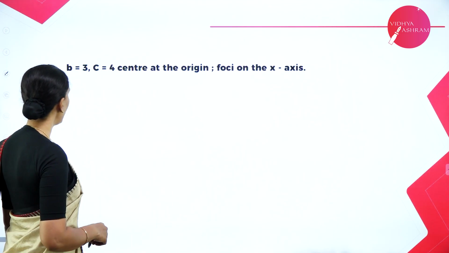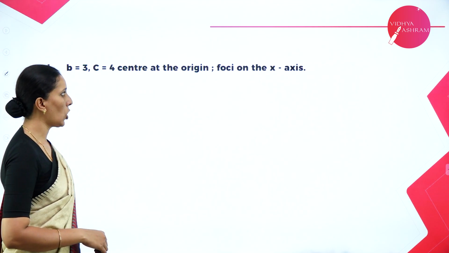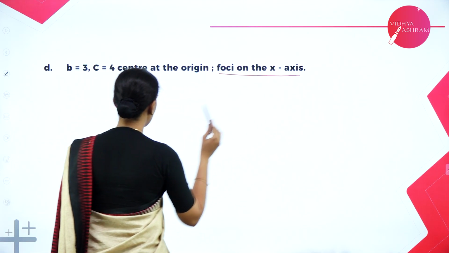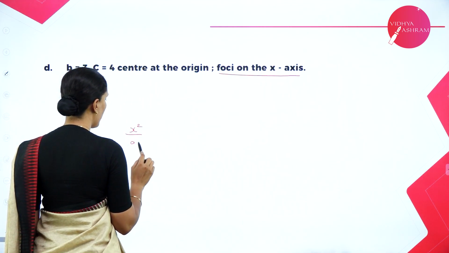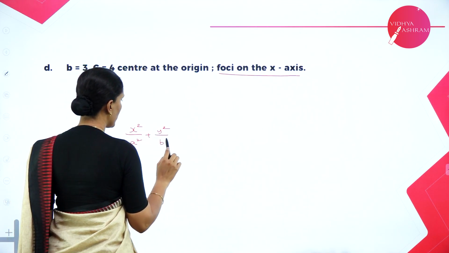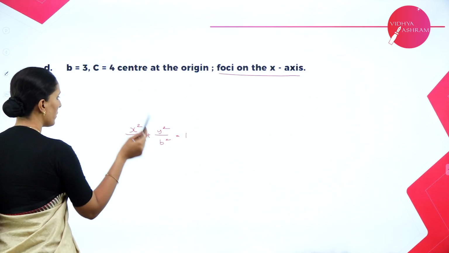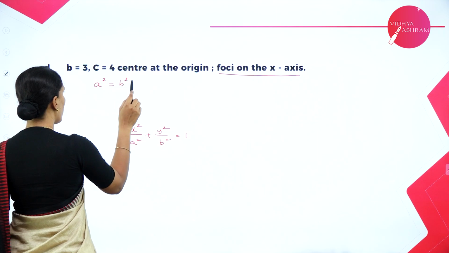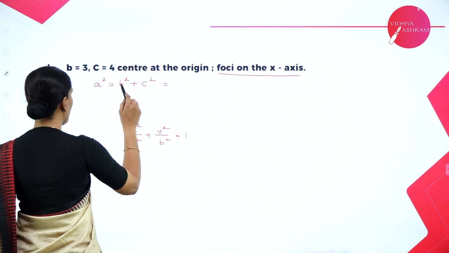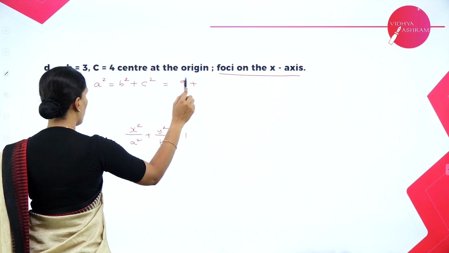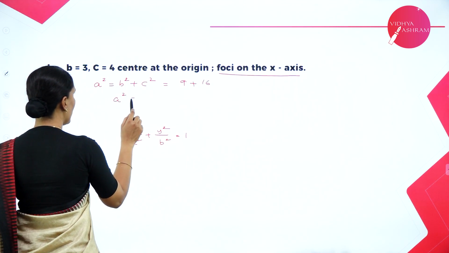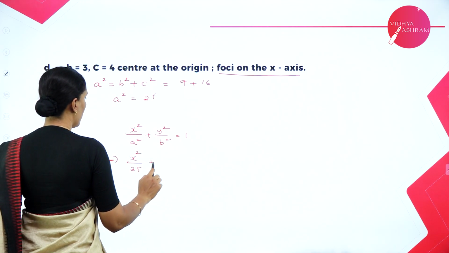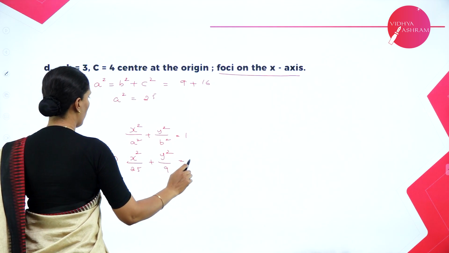Next one, we have b is equal to 3, c is equal to 4, center at the origin, foci on the x-axis. So when foci is on the x-axis, the standard equation is of the form x square by a square plus y square by b square is equal to 1. Now we have b, so we can find b square. We need a. So we know the relation a square is equal to b square plus c square. So this becomes 3 square, 9, 4 square, 16. So a square is equal to 25. So therefore this is x square by 25 plus y square by 9 is equal to 1.